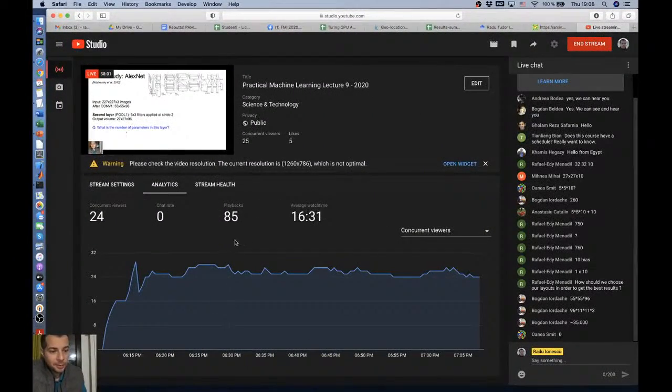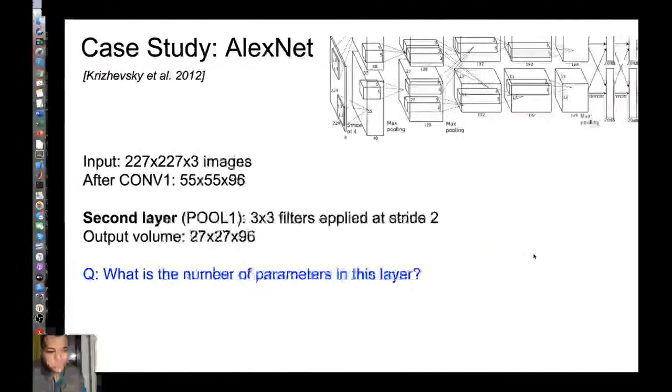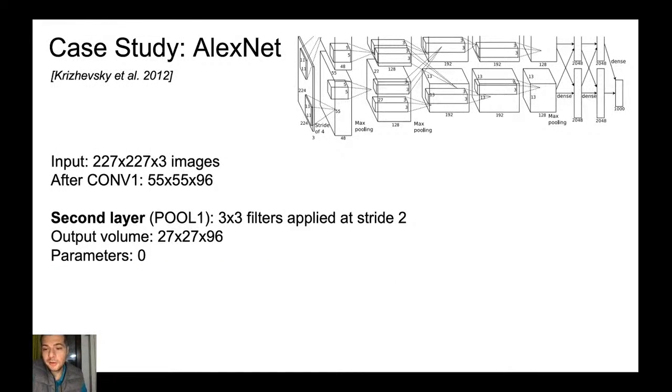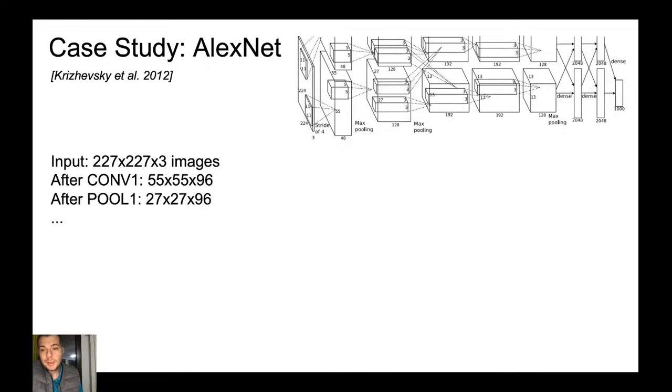Okay, so we have a good answer from one student. So indeed, there are no parameters in this layer. So yeah, during optimization, it doesn't add any additional computations for weights.